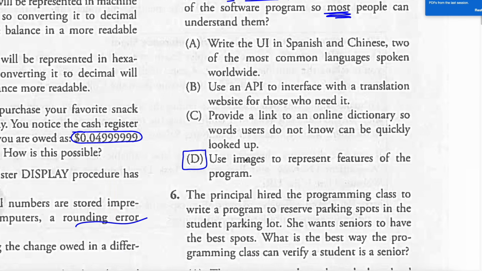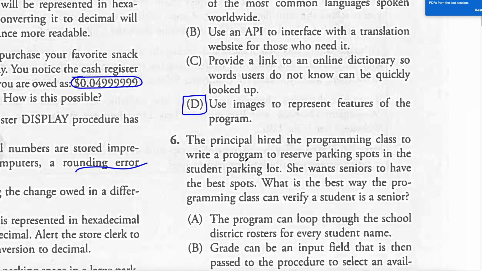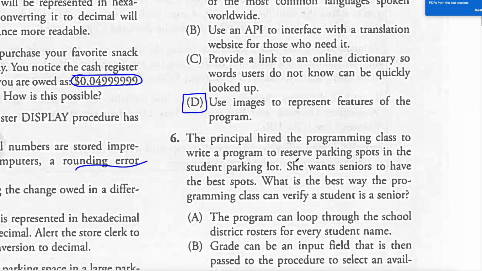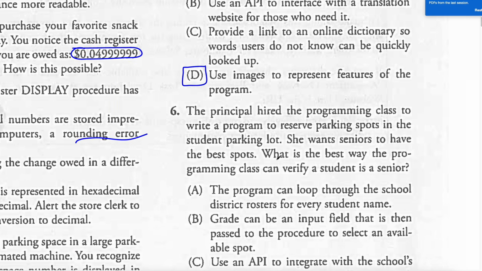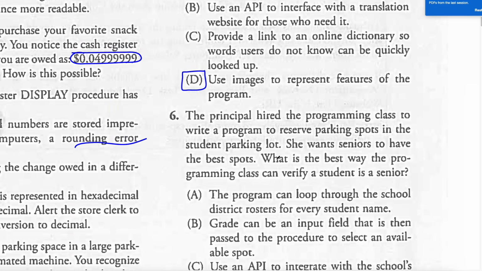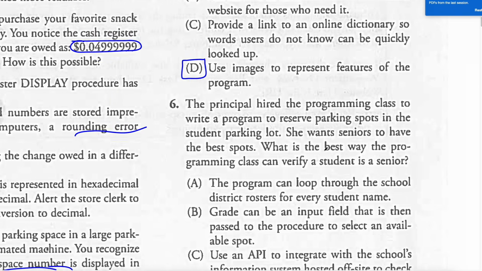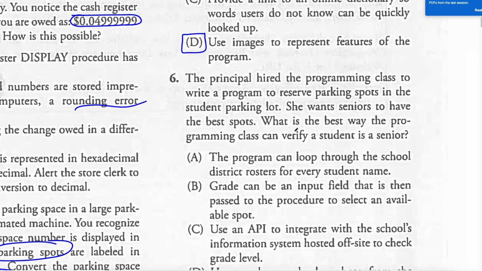Okay, number 6. Number 6 says the principal hired the programming class to write a program to reserve parking spots in the student parking lot. She wants seniors to have the best spots. Okay, so that seems like it's important, right? Seniors are going to have the best spots. It says, what is the best way the programming class can verify if a student is a senior?